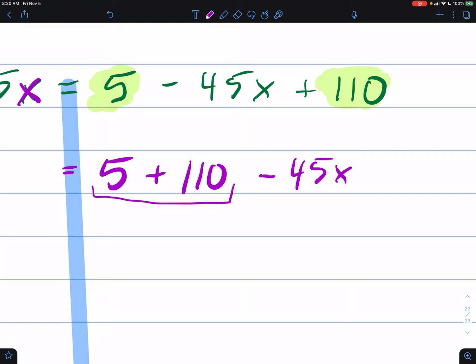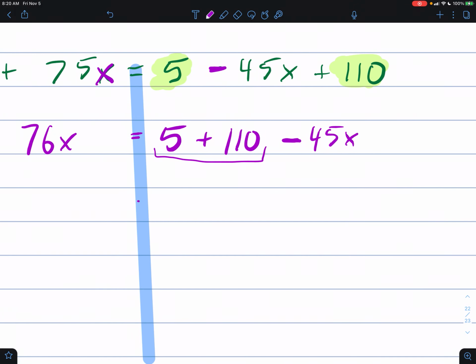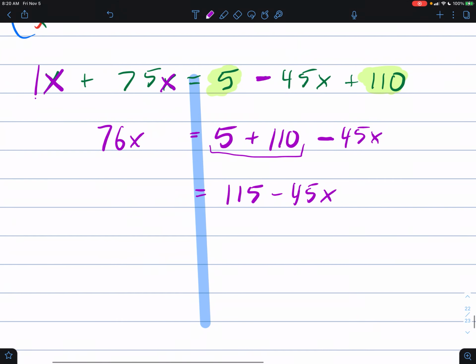5 plus 110. I do want to point out that the negative sign that was on the 45 is still on the 45. So I can add 5 plus 110 and get 115 minus 45x equals 76x. So just to recap what I've done, okay?